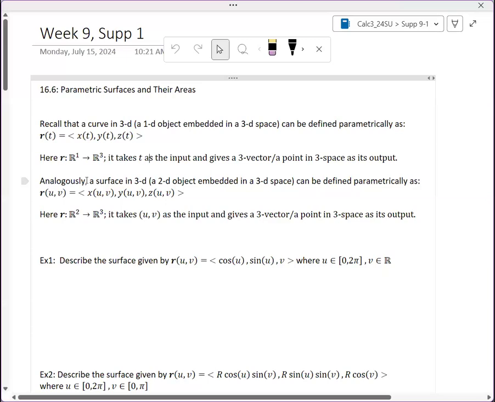So analogously, we can think of a surface in 3D, which is a 2D object embedded in a 3D space, as a vector consisting similarly of x, y, z, but where they are functions of two variables and therefore r is a function of two variables. So r takes two variables as input, u comma v, a point in the uv space, and gives as output a three-dimensional vector in the xyz space.